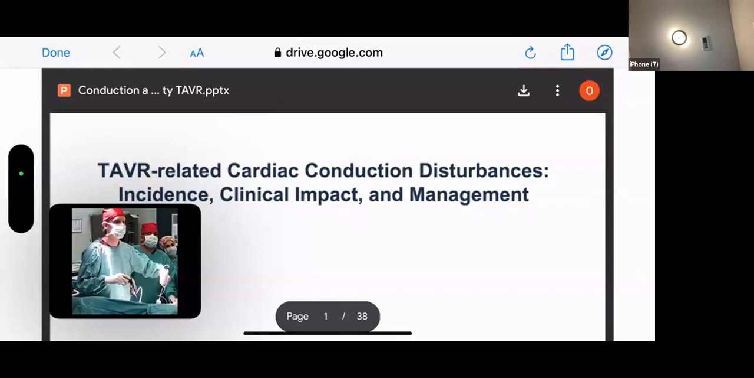Sometimes we get away with not overdrive pacing for the self-expanding valves, so we sometimes don't do overdrive pacing for those ones. For the Edwards valve, we usually do overdrive pacing.